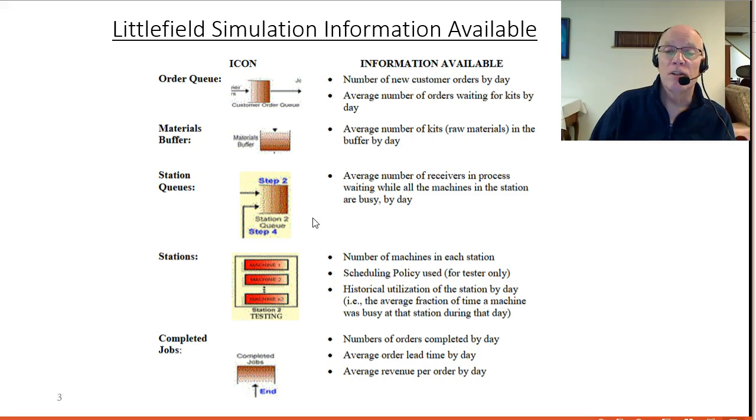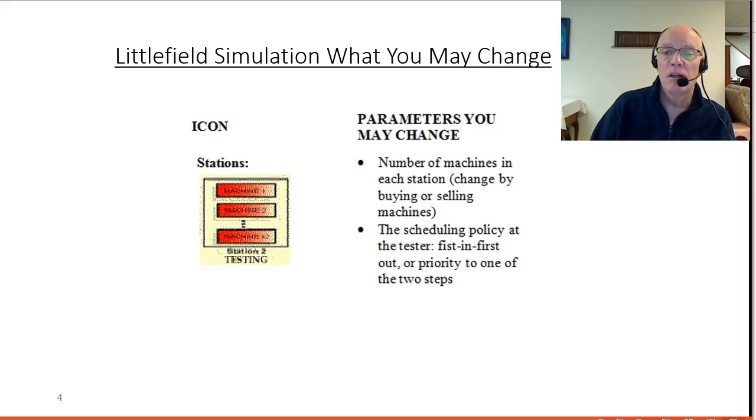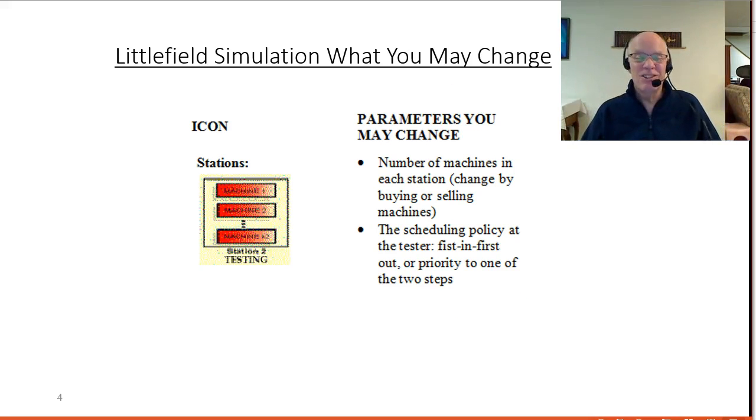Things that you may change. So this first slide was all the reporting and data that you can get out of the simulation. The next slide is, what can I change? And you are limited in this first run to basically changing two things. How many stations do you have, or how many machines do you have at each of the different stations, all three stations, 1, 2, and 3. And then this scheduling policy.